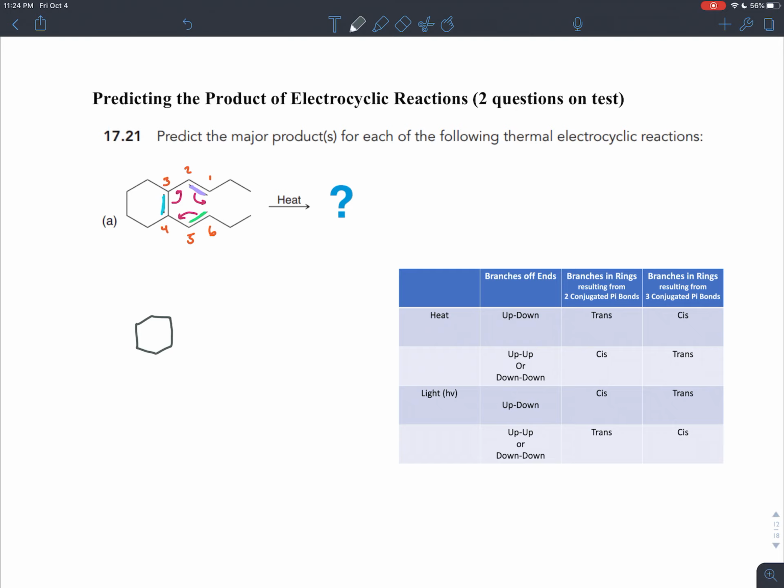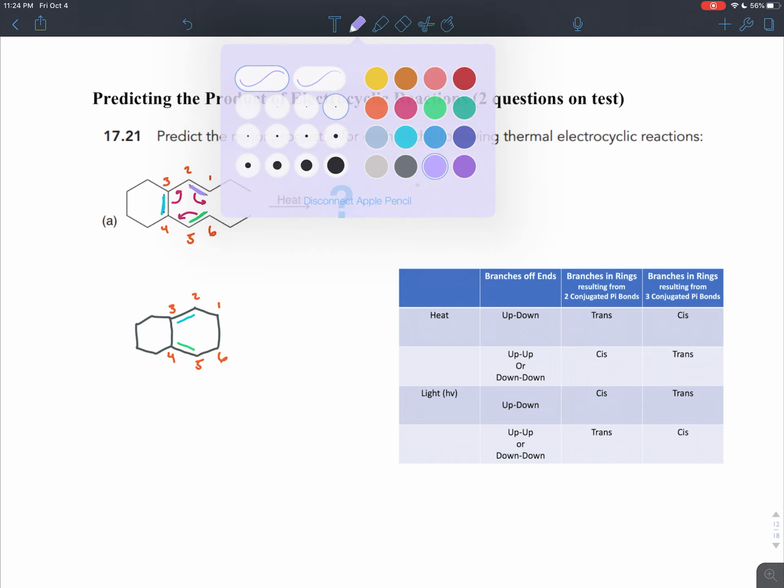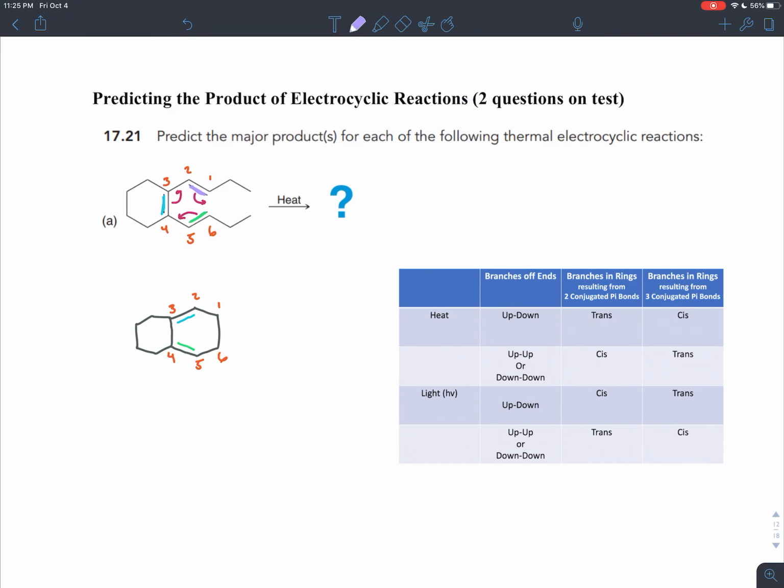So we have that 6-membered ring at the left that stays where it is. So here I'll fill in these numbers. The green bond between carbons 5 and 6 moves over to go between 4 and 5. The blue one between 3 and 4 moves over to go between 2 and 3. And the purple bond, the pi bond between 1 and 2, goes to form this new sigma bond.